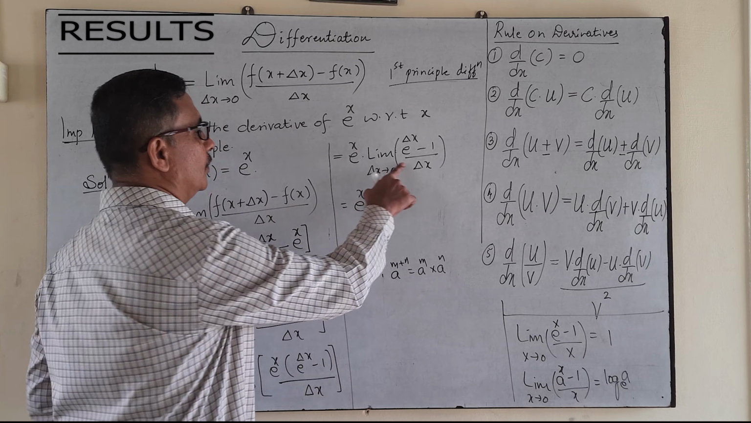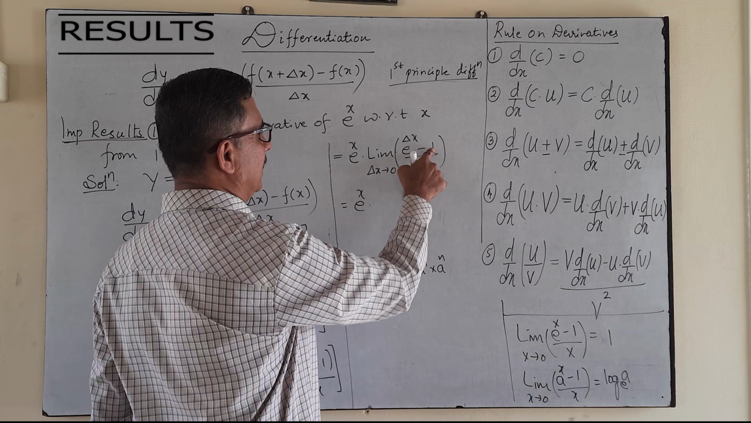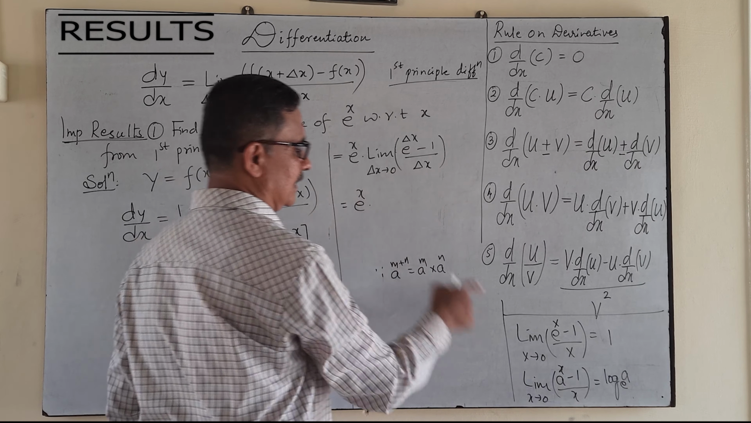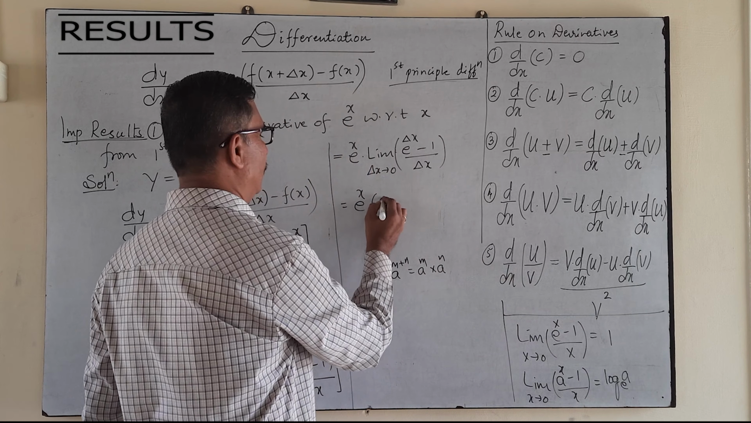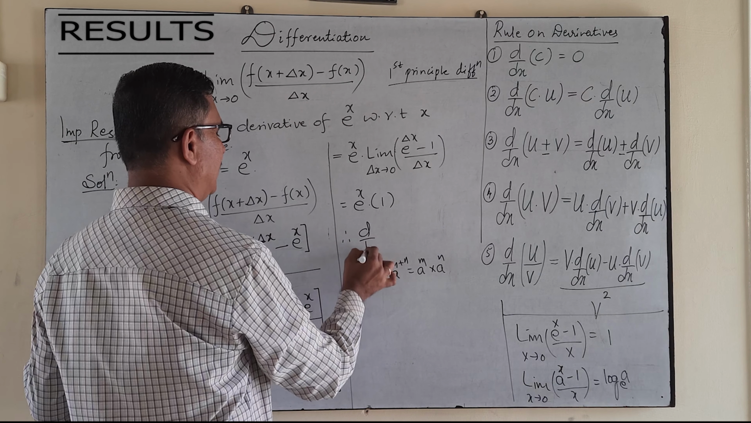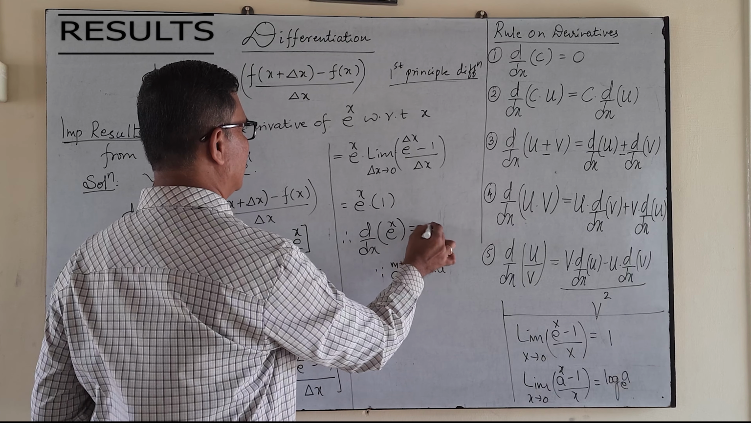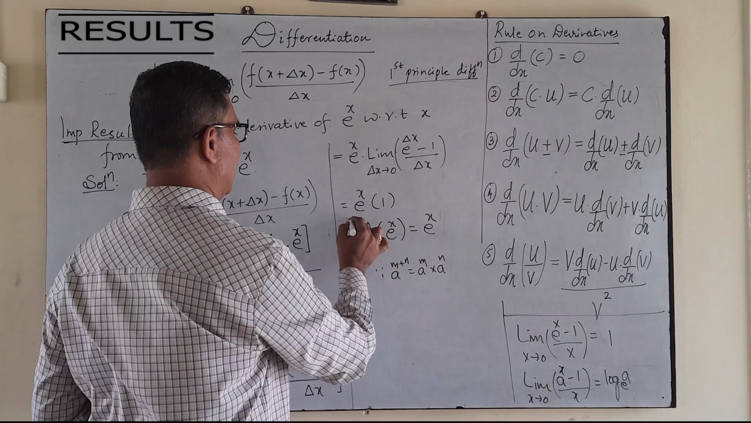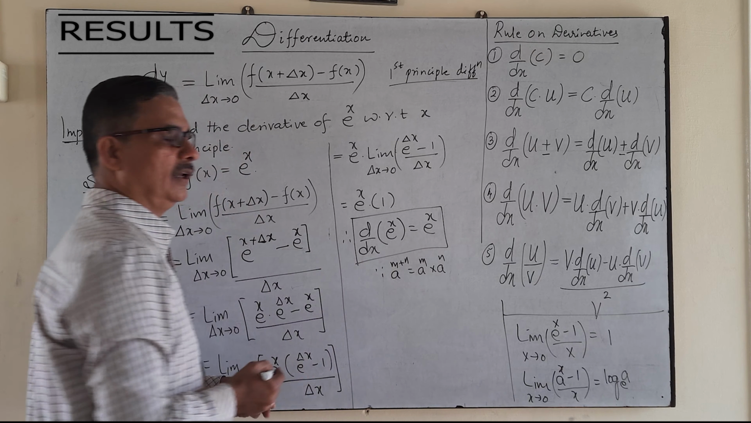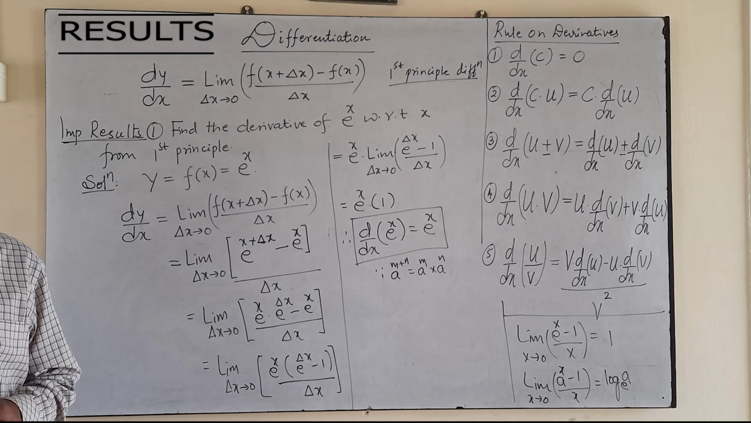So tally this with it. Clearly it is in the form e power x minus 1 divided by x as x tends to 0. Its value is 1. Therefore, the left hand side, d by dx of y value e power x, is equal to e power x itself. Then put the formula: derivative of e power x is always e power x itself.